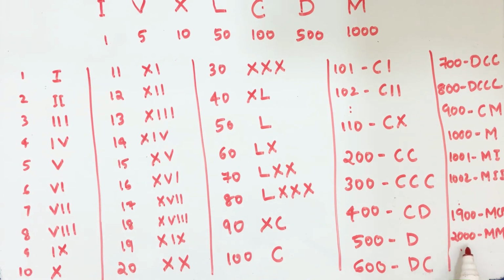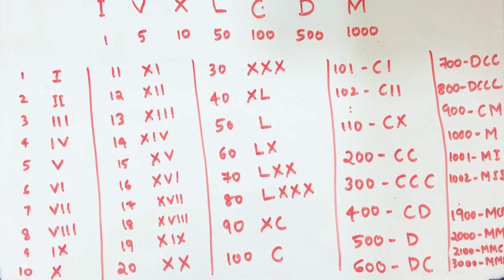What will be 2000 and 100? 2000 plus 100, that is 1000 plus 1000 plus 100. M. 100 is C. MMC. 2100 we can write MMC. 3000 is M 3 times. M.